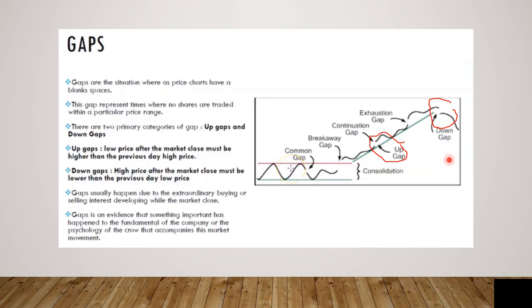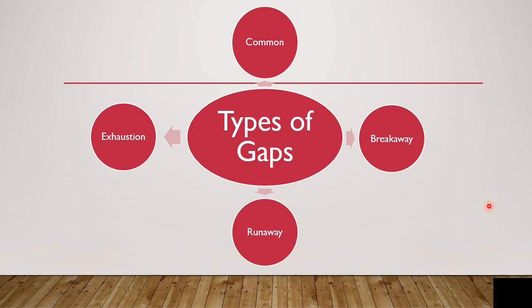For a gap down, it is the reverse situation of a gap up. All right, now we go to types of gaps. We have four types of gap: common gaps, breakaway gaps, runaway gaps, and exhaustion gaps. We go one by one.